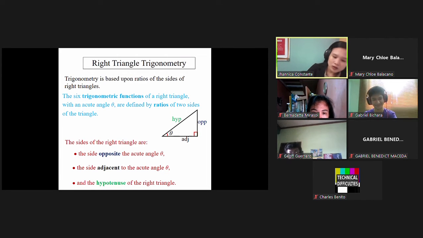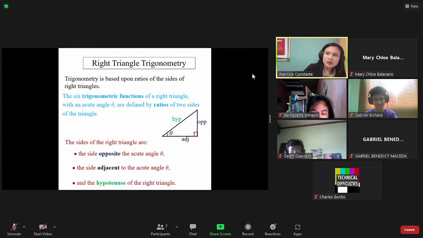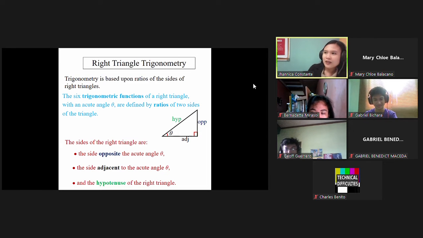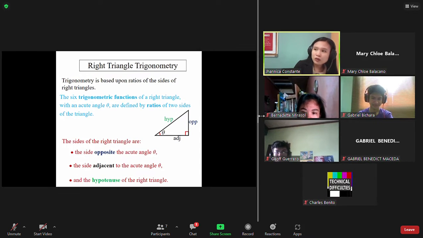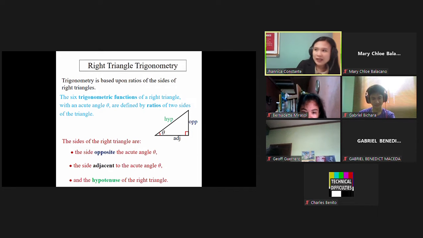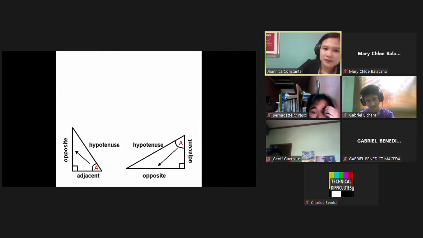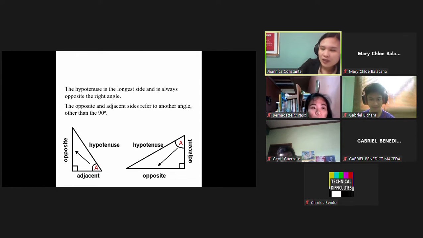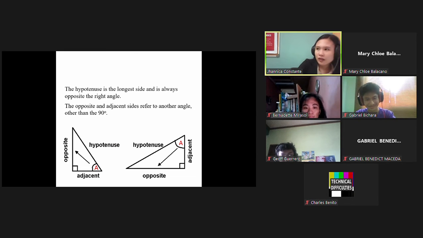When you say hypotenuse, that is the longest side of a right triangle. When we say opposite side, that is the side facing the angle that you're going to solve, and the adjacent side is the side connected to the vertex of the angle that you are solving. That is the hypotenuse, opposite, and adjacent. So the opposite and adjacent sides refer to another angle other than the 90 degrees.